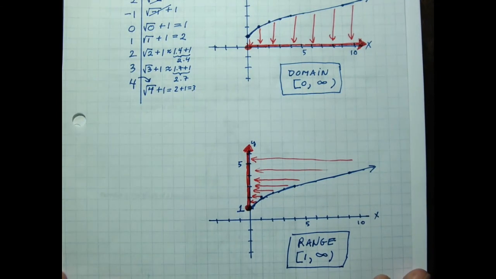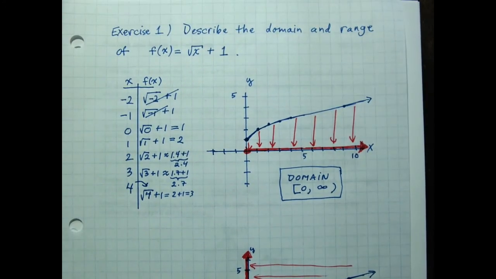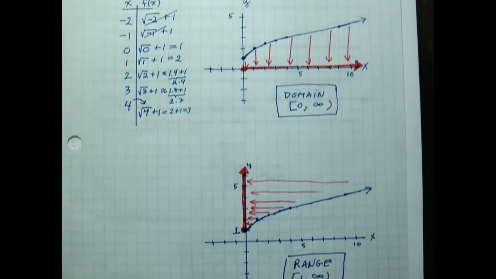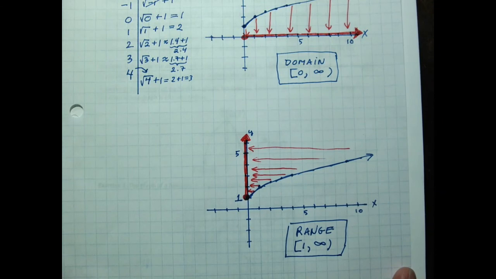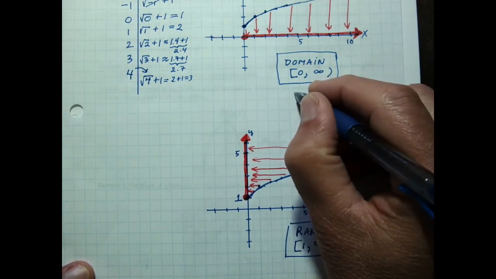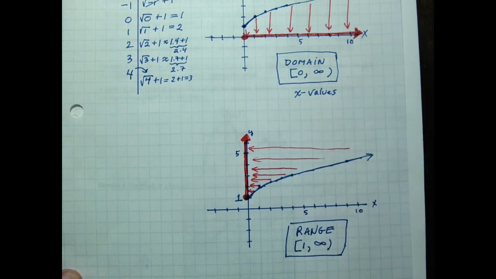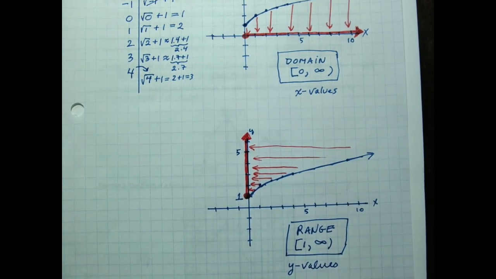So we have our domain and our range for this function that was square root of x plus 1. And we got the domain and range by using the graph, right? The domain is an interval of x values. The range is an interval of y values of points on the graph. And we'll continue in a separate video.